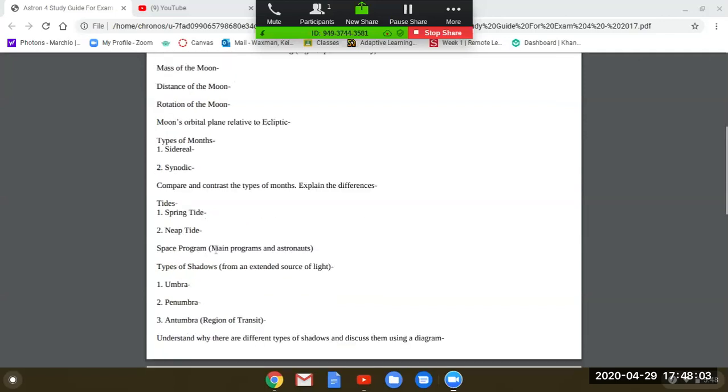Space program. It's good to know the space program. We talked about the Mercury series, the Gemini series, and the Apollo series. So it's good to know a little bit about those. Also, what was the first satellite into space? Whose satellite was that? Was that the USA's? What about the first animal into space? Who was that? Was that an animal from the U.S., somewhere else?